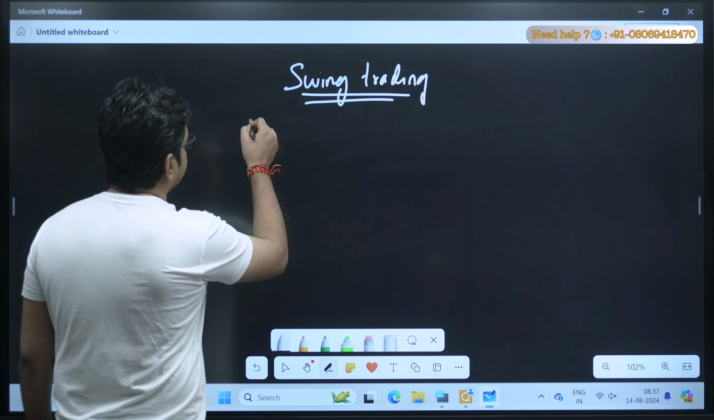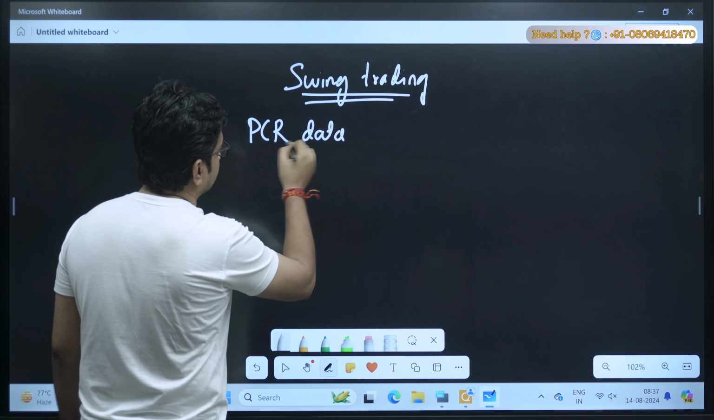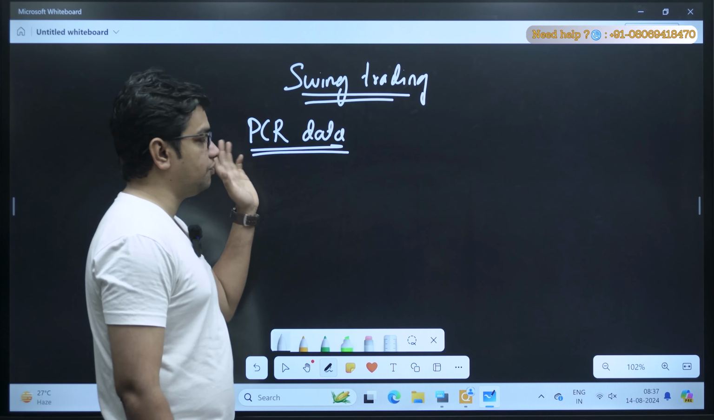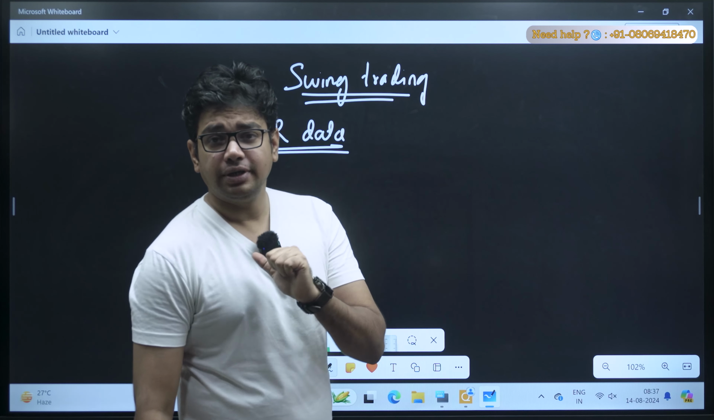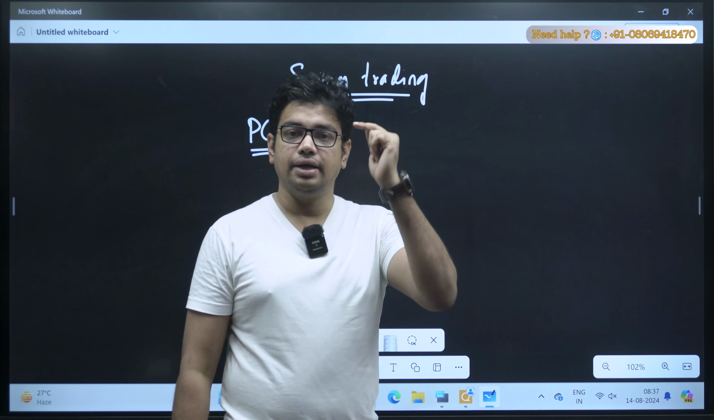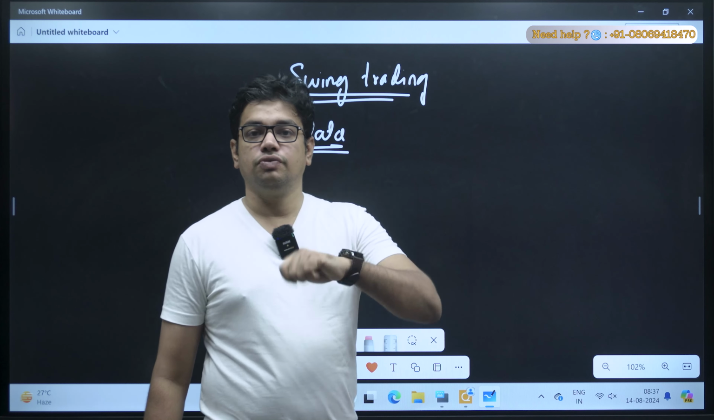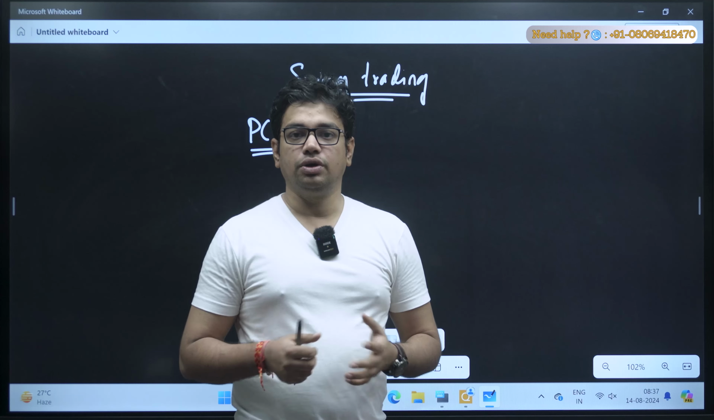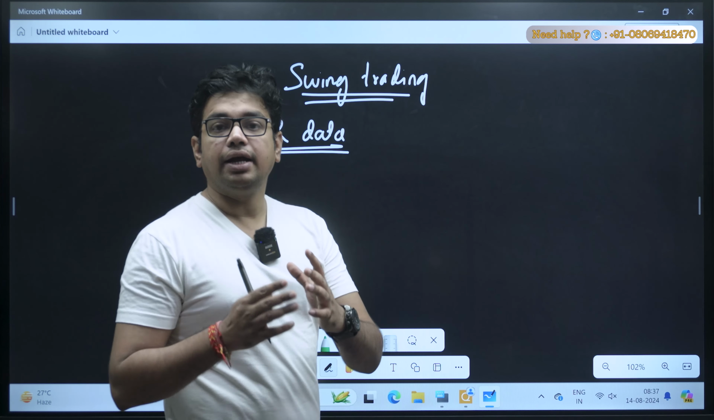So, when it comes to PCR data, the full form of PCR is put call ratio. Put call ratio means how many put writers are there, how many call writers there are, and their ratio. Whichever is more dominant, the ratio will tend to move towards that particular put or call. So, according to that I will identify the direction.